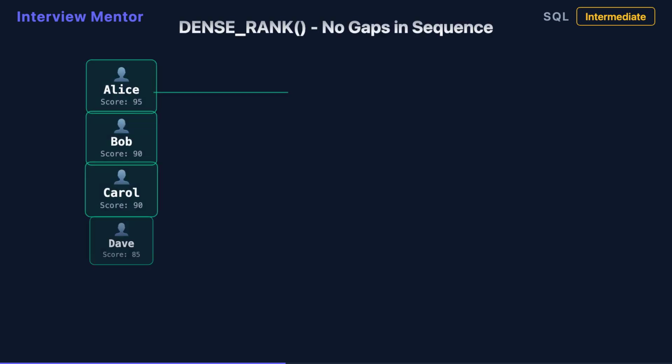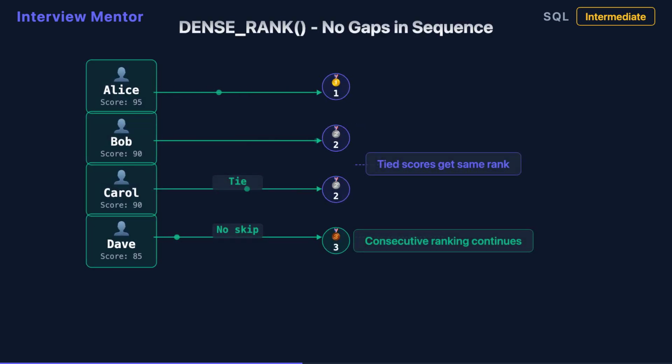Dense rank also assigns the same rank to ties, but it never skips numbers. After 2 rows both get rank 1, the next row gets rank 2. The rankings stay consecutive with no gaps, giving you a dense sequence of numbers.